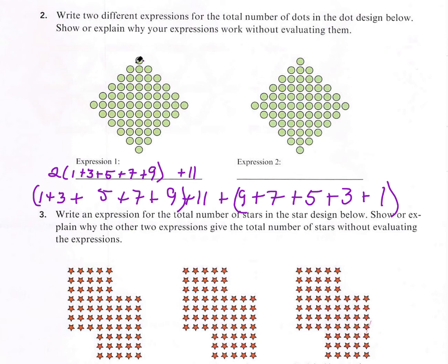So here's my 1, 3, 5, 7, and 9. So there's my 1, 3, 5, 7, and 9. And here is the other part of that.